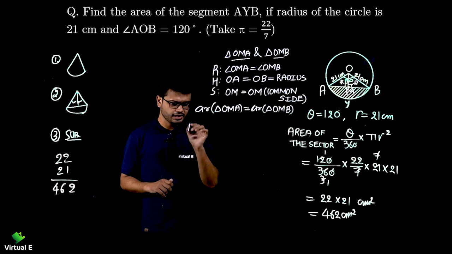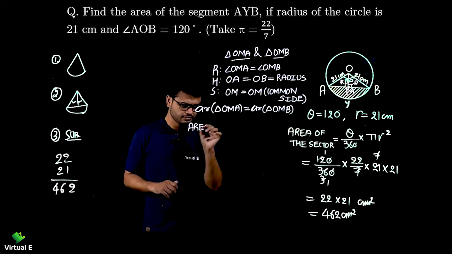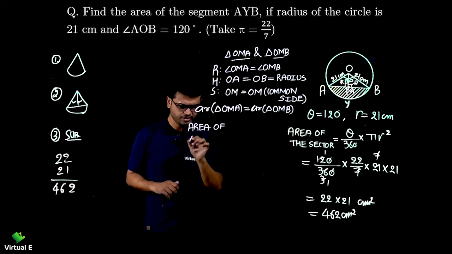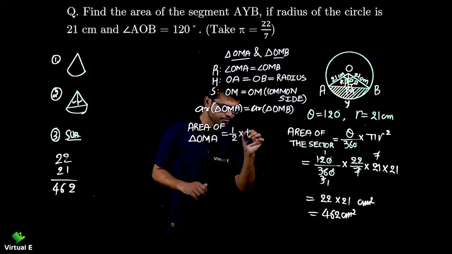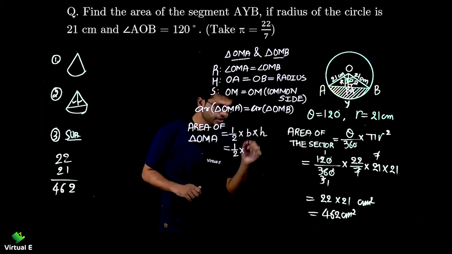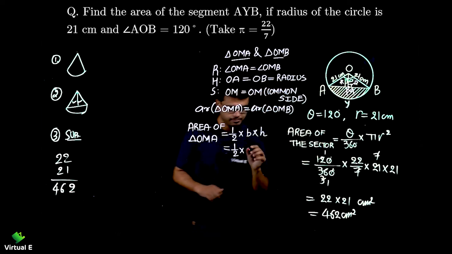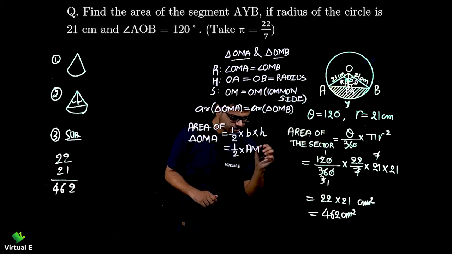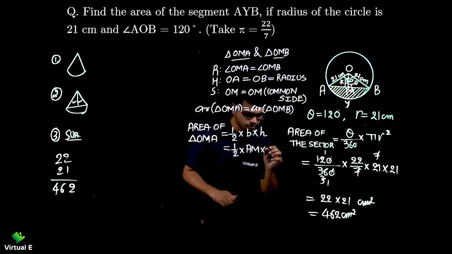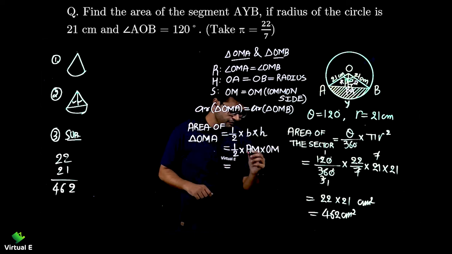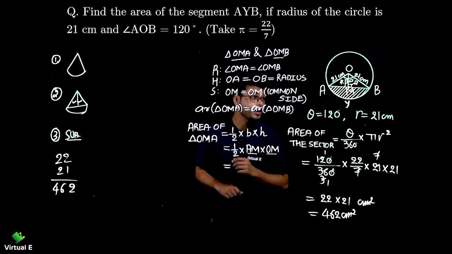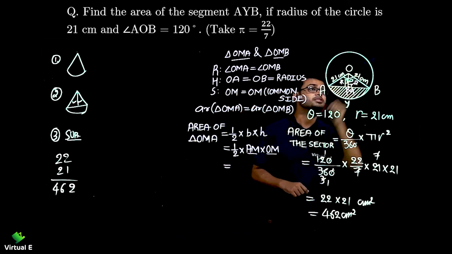So area of triangle OMA, that is half into base into height. So half into, what is the base? AM, into height, which is OM. So we need to find the value of AM and OM. So AM is this, OM is that.